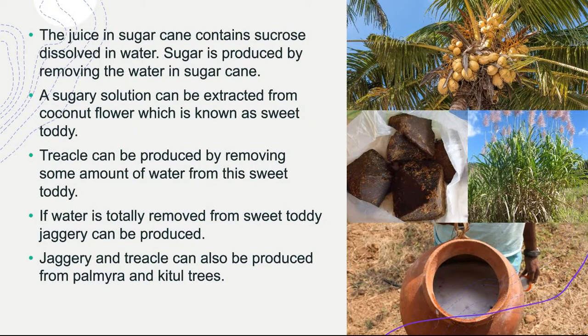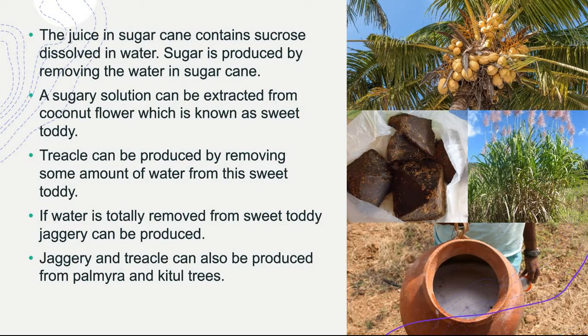Now, you can also understand that the juice in sugarcane contains sucrose dissolved in water. Sugar is produced by removing water from sugarcane. And a sugary solution can be extracted from coconut flower, which is known as sweet toddy. When you remove some amount of water from this sweet toddy, you can get treacle. And if water is totally removed from sweet toddy, you will get jaggery.